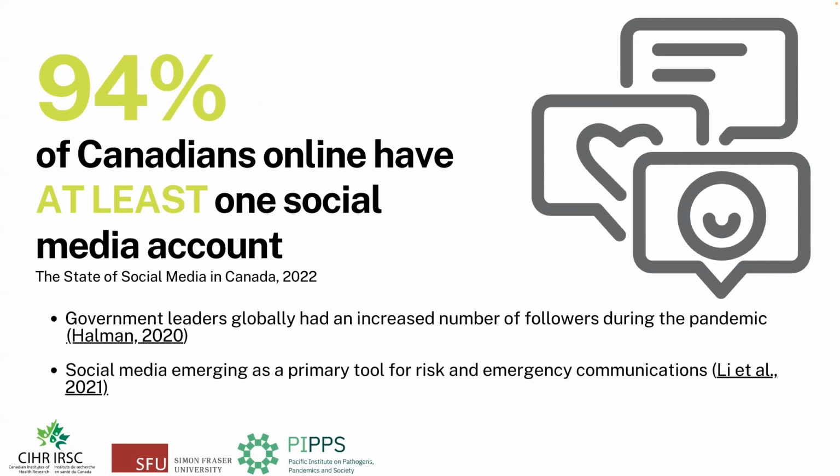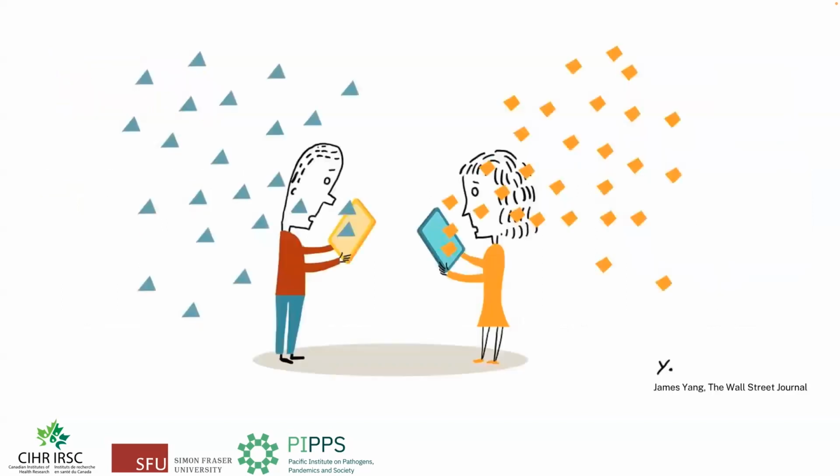During COVID-19, we watched in real time as people all over the world flocked to social media to stay safe and updated. In fact, government leaders globally gained followers on social media during the beginning of the pandemic compared to periods before it. In addition to its recreational and promotional function, social media is emerging as a necessary tool for risk communication and public health. This makes the case that we as science communicators have a duty to be on social media.